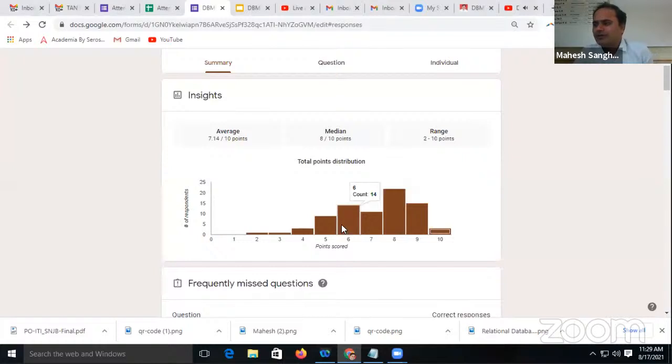No doubt those who have got 6 and above have done a good job. For those with 5, 4, 3 and 2, I will analyze where exactly you are going wrong. And accordingly, I will explain a few topics from our prerequisites, that is from data structures and discrete mathematics, which is very, very essential to learn about your database management system.